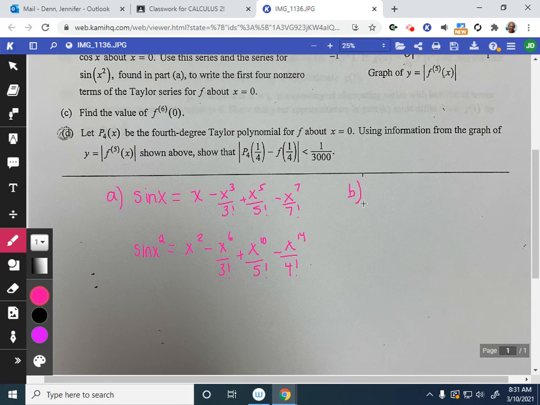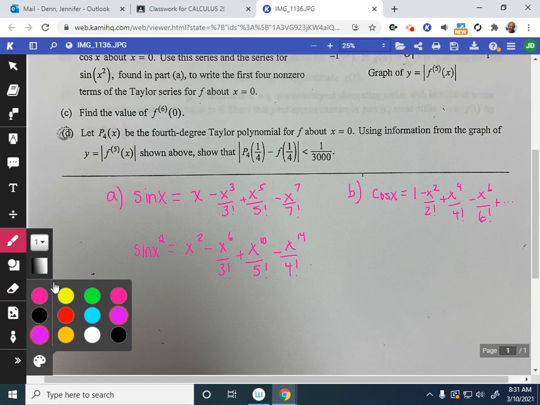Part B, write the first four non-zero terms for the Taylor series of cosine of x. Okay, this is also one that we're supposed to know. Cosine of x is the even powers, so 1 is included, and then x squared. The powers alternate, and they want the first four non-zero ones. Okay, good. Now, use this and the series for sine of x squared to write the first four non-zero terms of the Taylor series for f.